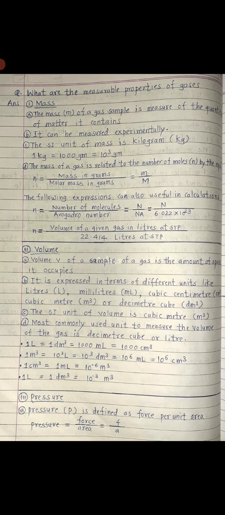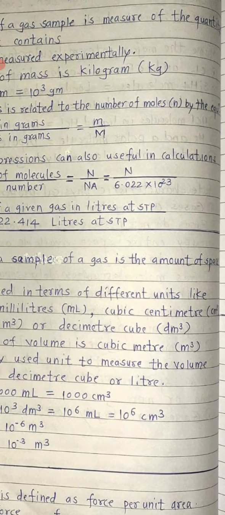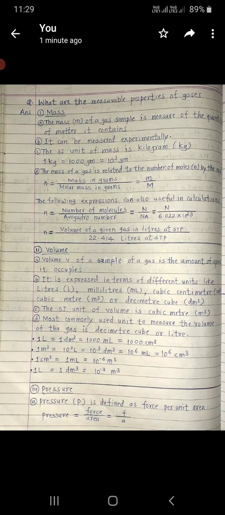Now, the next measurable property of gas is volume. The volume V of a sample of gas is the amount of space it occupies. It is expressed in different units like liter, milliliter, cubic centimeter, cubic meter, or decimeter cube, that is L, ml, cm cube, m cube, or dm cube. The SI unit of volume of gas is cubic meter, that is m cube. The most commonly used unit to measure the volume of gas is decimeter cube or liter.